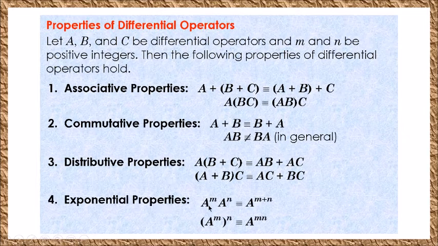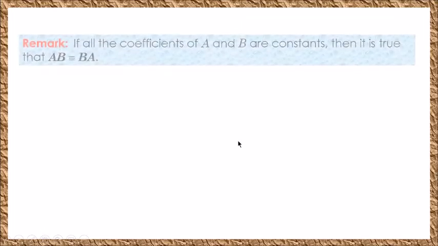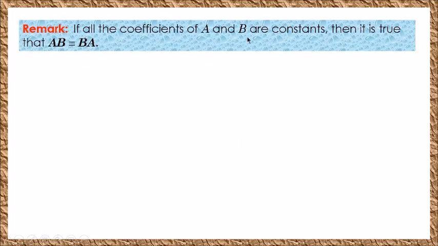Exponential properties. If I have an operator of order n multiplied to an operator of order n, that is identical to an operator of order m plus n. So if I have an operator A of order m, and B has an order n, then that operator has an order mn. If all the coefficients of A and B are constants, then it is true that AB is equal to BA.